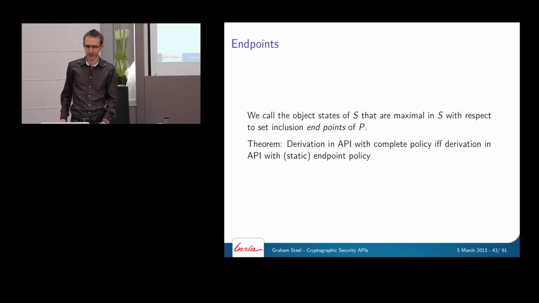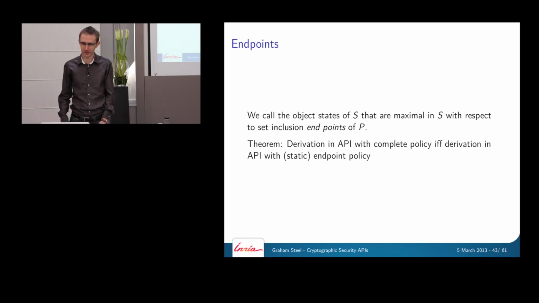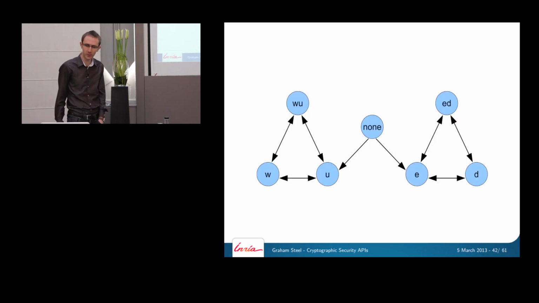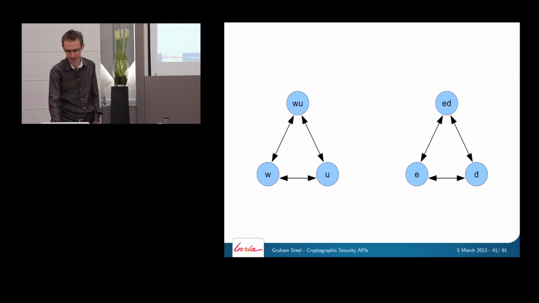And we show on paper that any derivation, so any sequence of commands in an API with a complete policy, exists if and only if there's a derivation in the API using just those endpoints, okay? So what I'm saying is the problem of proving this attribute policy secure is equivalent to the problem of proving the security for just where all I can do is make a key that can do either W and U or E and D, okay? So all of my keys now are either wrap and unwrap keys or encryption and decryption keys. And if I can show security there, that'll be sufficient to show security for this policy.